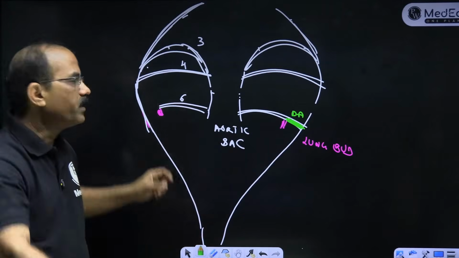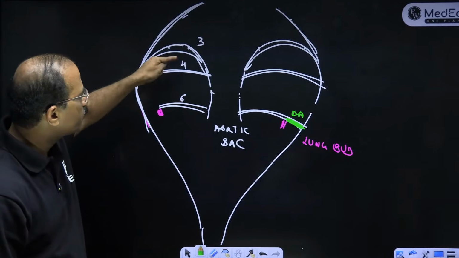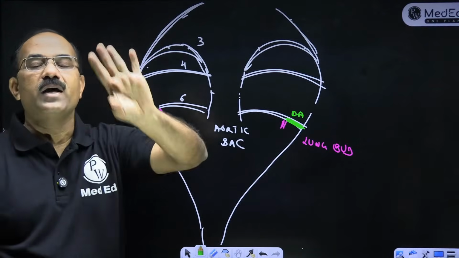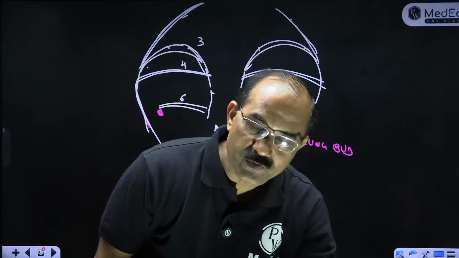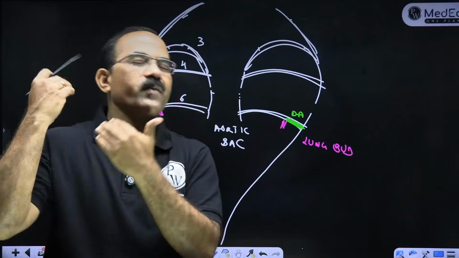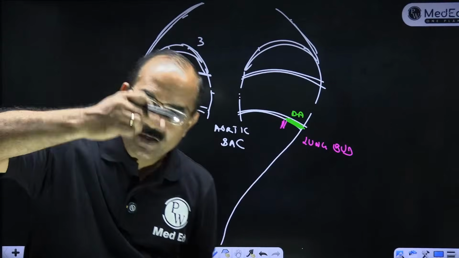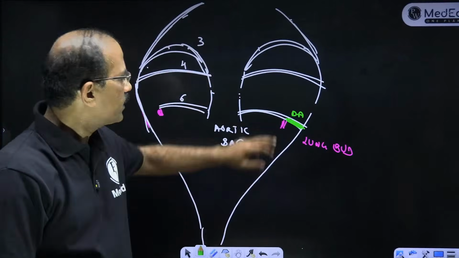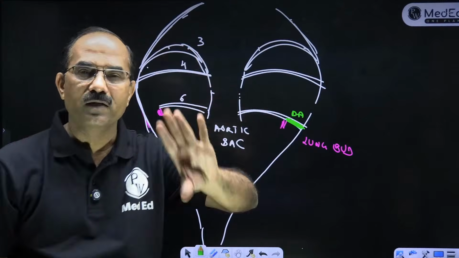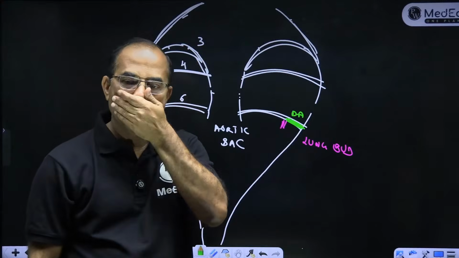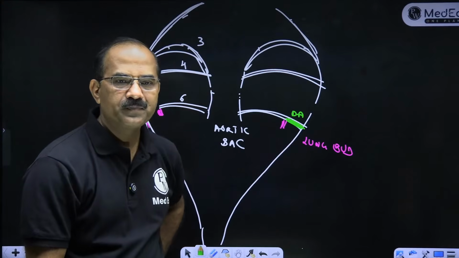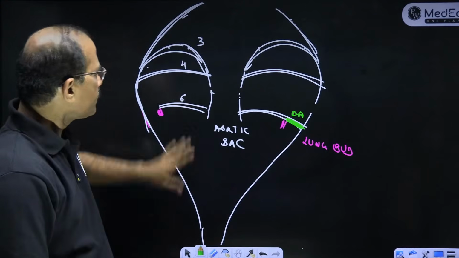So the right recurrent laryngeal nerve winds around the fourth arch artery. The fourth arch artery forms the subclavian artery. So the right recurrent laryngeal nerve is found in the neck. It winds around the subclavian artery. The left recurrent laryngeal nerve winds around the ductus arteriosus. Fine. This is clear.